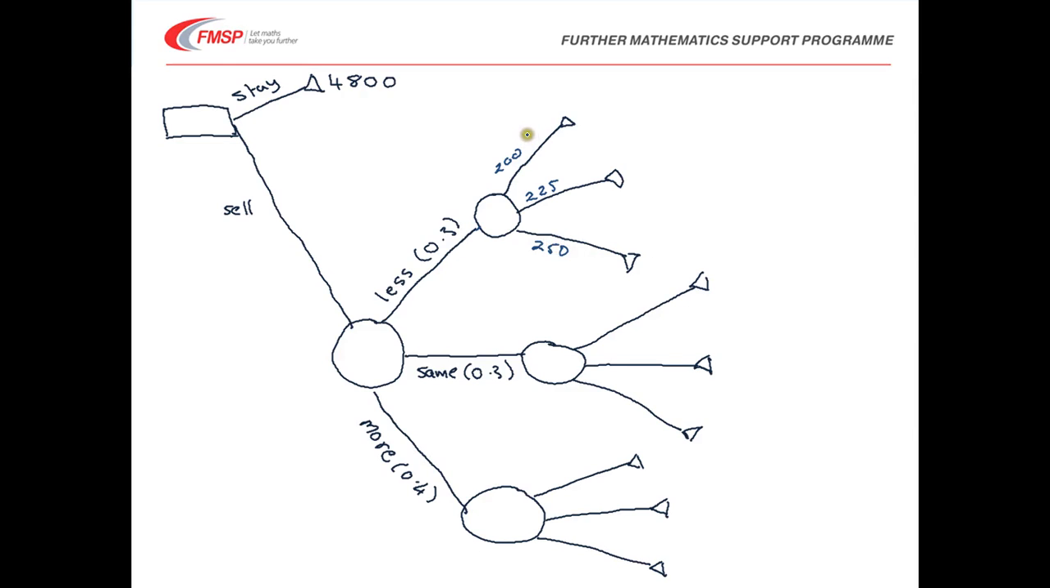And the probabilities are 0.2, 0.3 and 0.5. So those are the probabilities the estate agents gave. The numbers on the end came from the table that we calculated a few minutes ago.